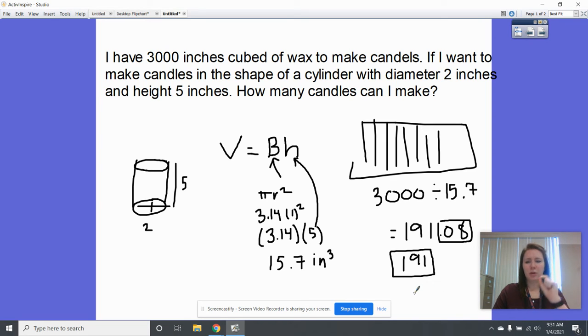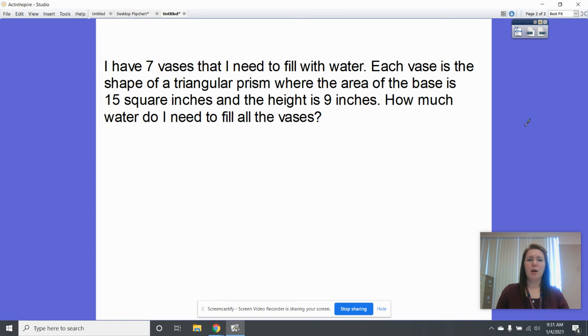It gets tricky if, let's pretend, it was 191.7. Normally we would round that up to 192. But in this context, we cannot actually make 192 whole candles. So I cannot round the way I'm supposed to. To answer my question, I can only make 191 candles. So this is the first type of real-world problem. I have a whole amount of something that I'm splitting up into the shape and the amount of my prism.